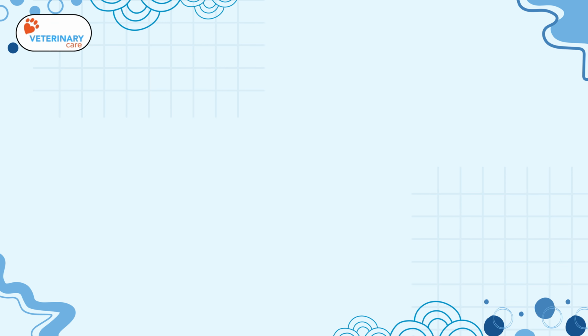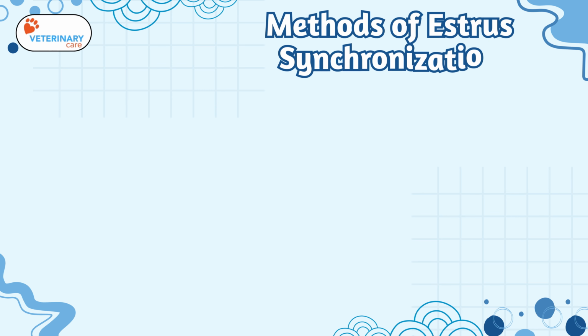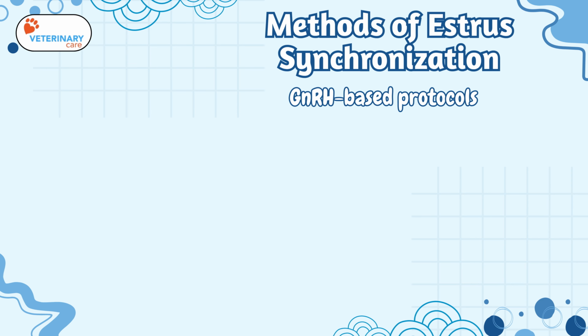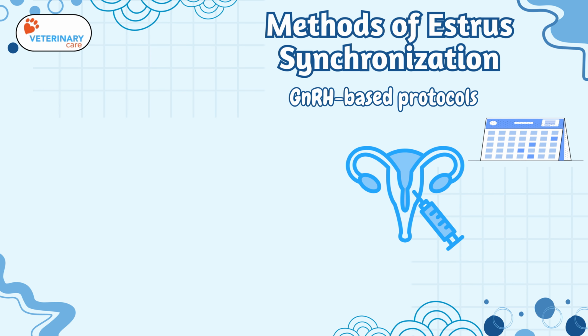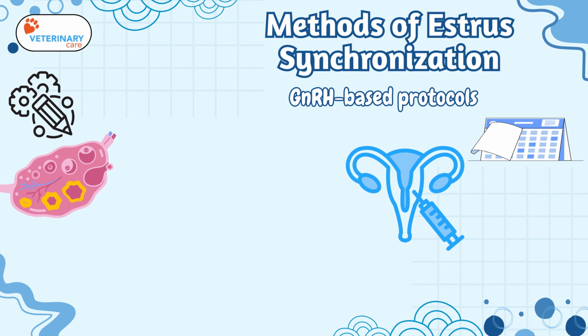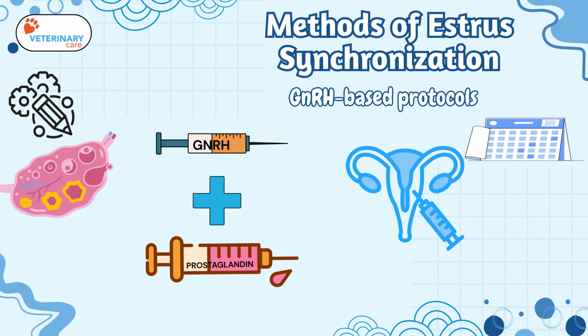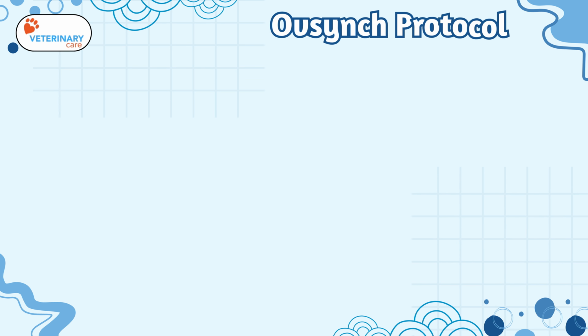In this video, we will understand the methods of estrus synchronization, especially focusing on GnRH-based protocols, which are very important for fixed-time artificial insemination in field conditions. GnRH-based protocols are designed to control follicular development and ovulation using a combination of GnRH and prostaglandin injections. Among these, one of the most widely used systems is the Ovsynch Protocol.